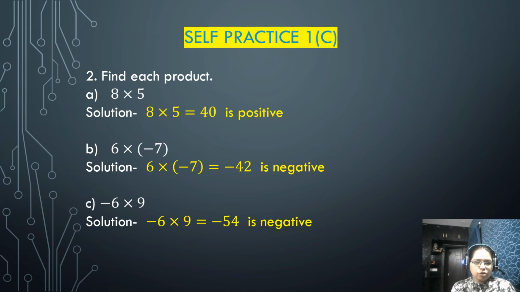Now we solve question number 2. Question number 2 is find each product. A, 8 multiplied by 5. 8 multiplied by 5 is 40. Both are positive integers, so the product is also a positive integer.